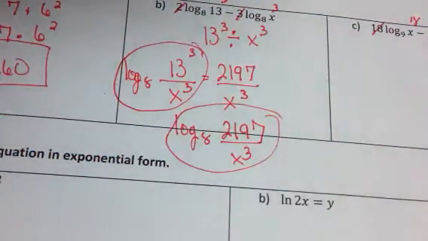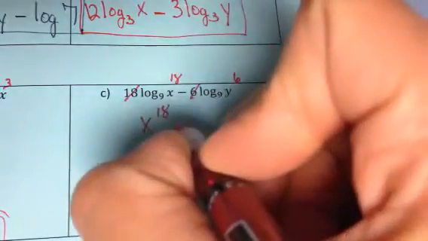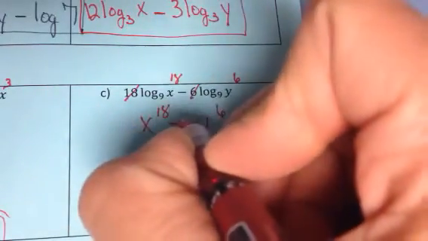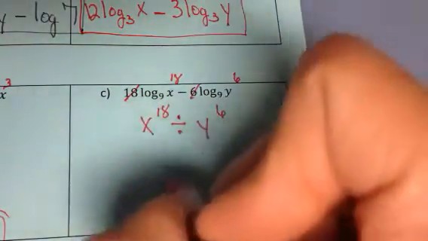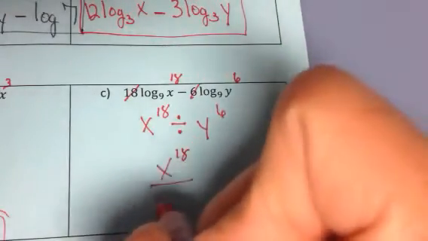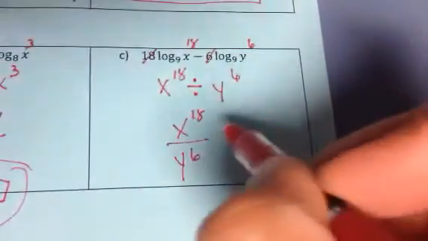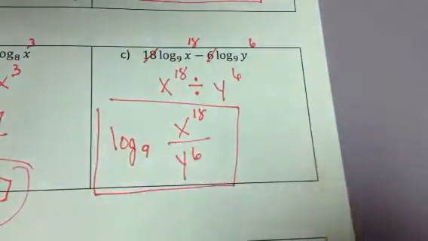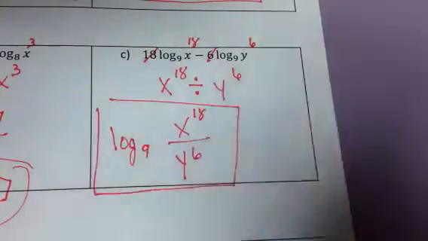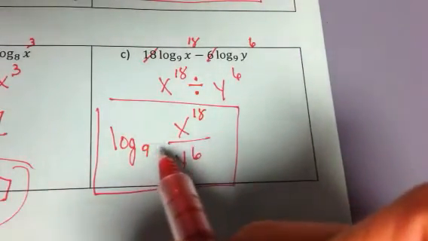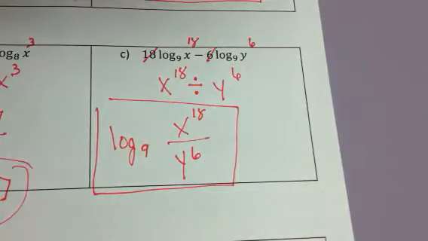Okay? And then C. So C is just like B. X to the 18th minus y to the 6th becomes divided. And x to the 18th over y to the 6th, they're going to stay that way. I cannot subtract the exponents. They don't have the same base. Put the log 9 back in front, and you're done. So the common mistakes, people would forget the log. Sometimes they connected an equal sign with these two. There's no equal sign there.